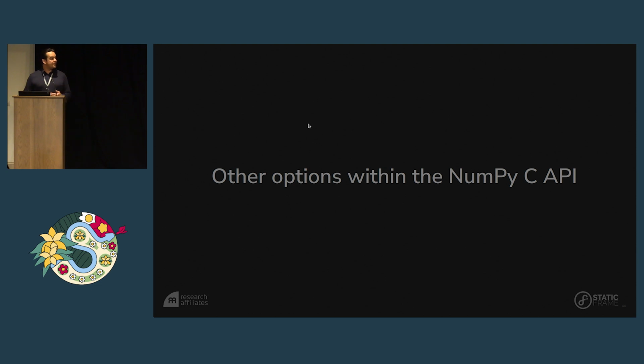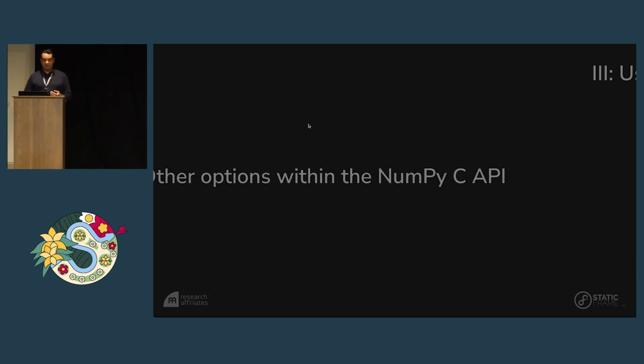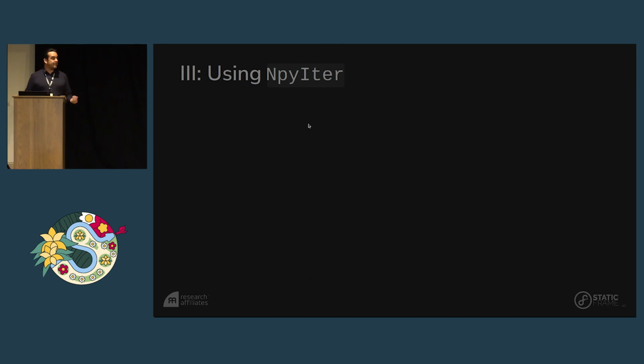Well, if you look within the NumPy C API, there are some other options, some that are very clearly labeled, like NpyIter. NpyIter provides a common iteration interface in C.